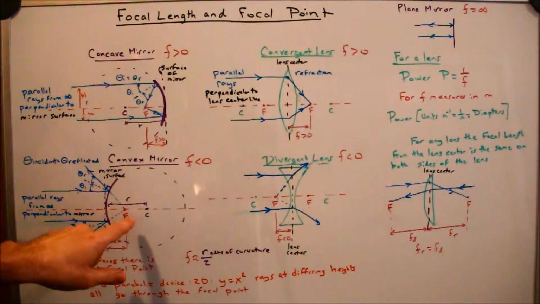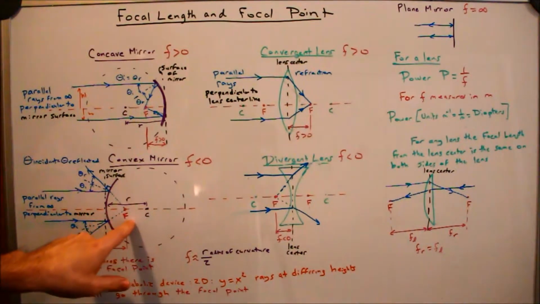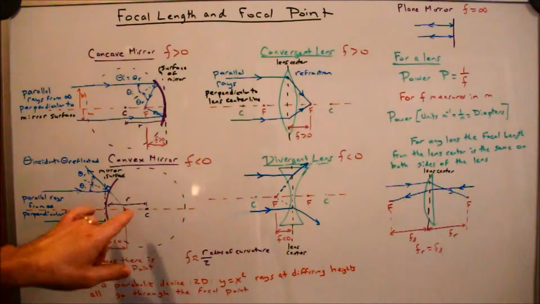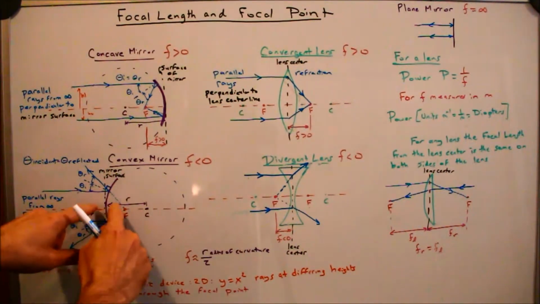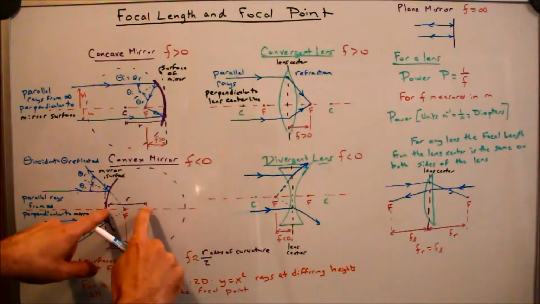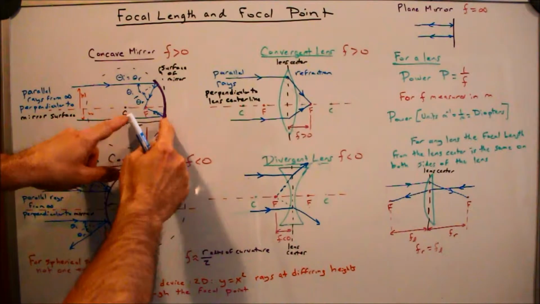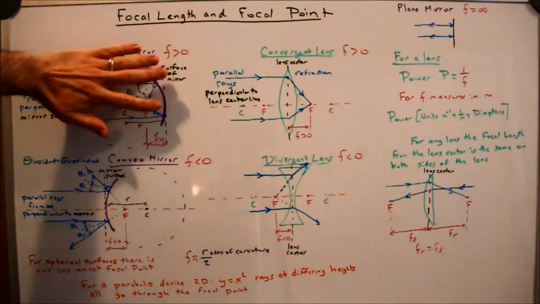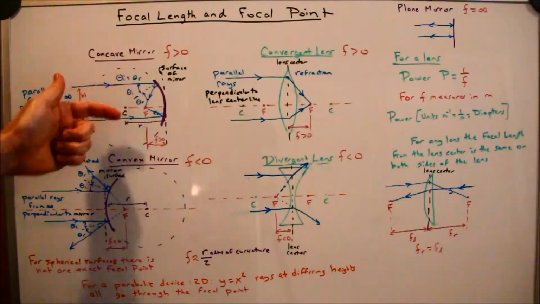And you can see in both of these cases that the focal length is half the radius of curvature. So there's my center. That's the radius of curvature of that mirror, and there's my radius, and my focal length is half the radius. But in this case, the focal length is positive because it's on the side I expect for a mirror.